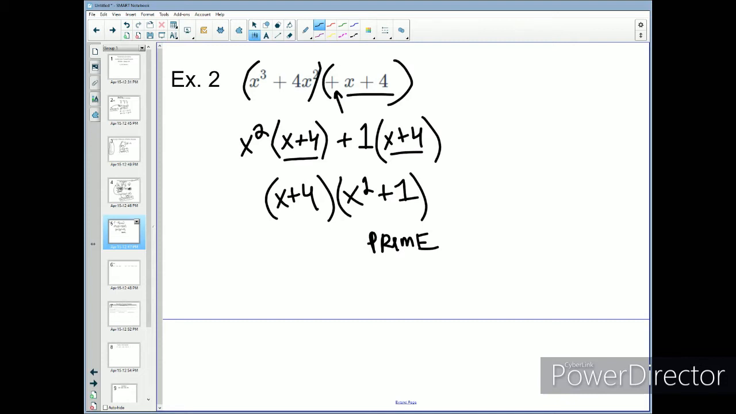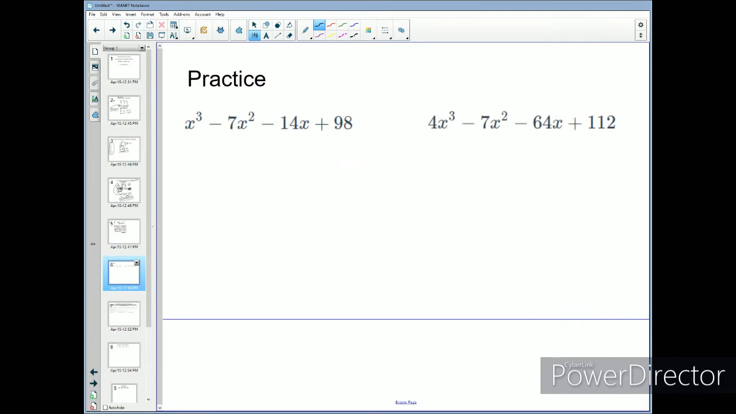All right. So this is prime, which means that this is our fully factored form. X plus 4 times x squared plus 1. All right. We did it again. We factored another polynomial for seemingly no reason. Well, I'll give you a reason after these next two practice problems. Pick one or two of these. You can do one of them, do both of them. Just join me. Just pause the video, do them, and then come back in 3, 2, 1.